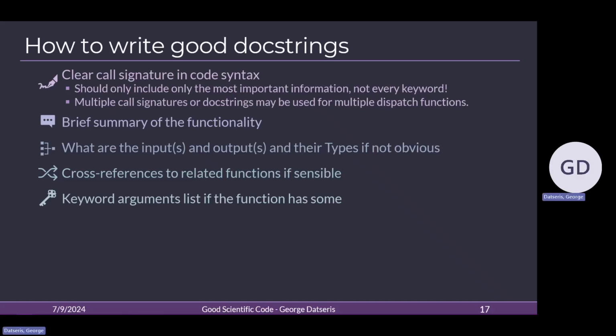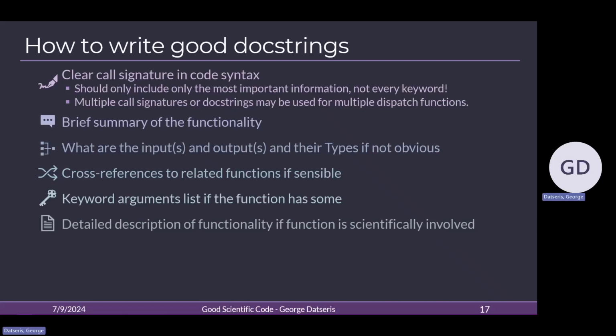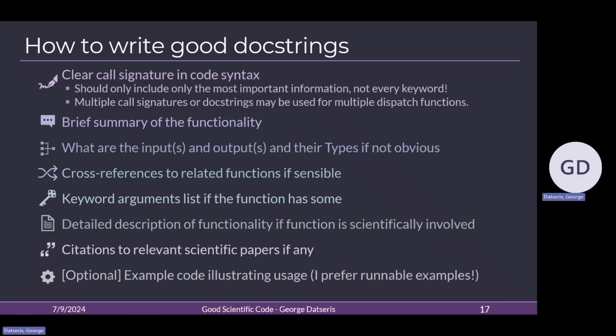Then a keyword subsection that lists the keyword arguments and their default values. A subsection that has a detailed description of what this function does. I strongly recommend this if you are doing any scientific software development. Citations to the papers. And lastly, and optionally, example code within the docstring itself. This is something I personally do not do because I like my runnable code to be a runnable example run by Documenter.jl. Yes, please.